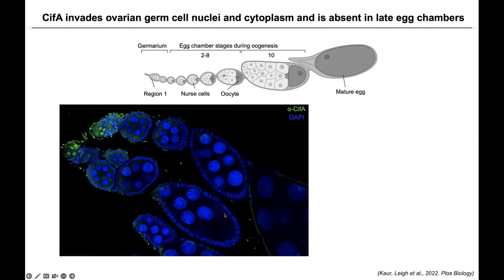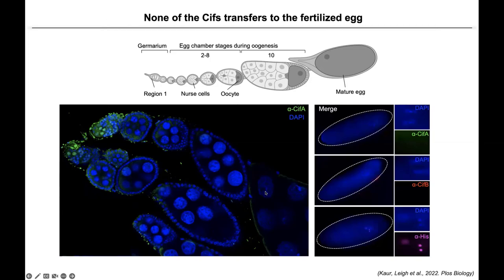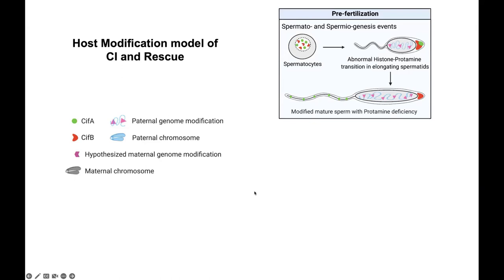And this absence is also shown in the fertilized embryos, where the paternal modified sperm comes to fertilize the female eggs. These are the first mitotic division nuclei labeled with DAPI as a host control. And when we looked at CIF-A and CIF-B, none of these proteins were present in these fertilized embryos. As a positive control, we used histones that label the DNA as well. So the positive control worked, but since CIF-A and B were absent, we show that none of these CIFs transfer, but they can modify the maternal chromatin previous to the fertilization.